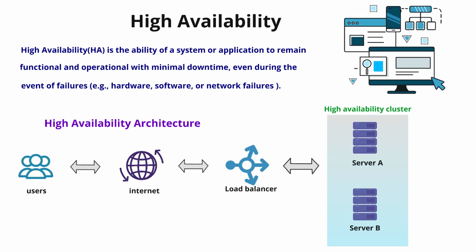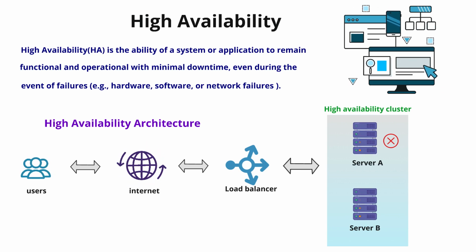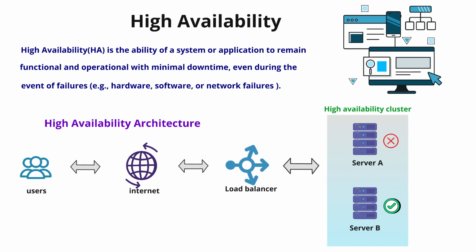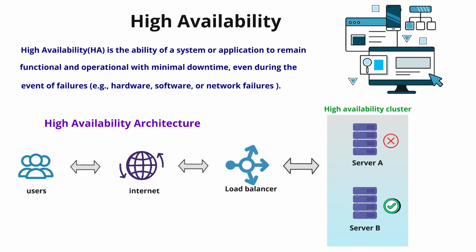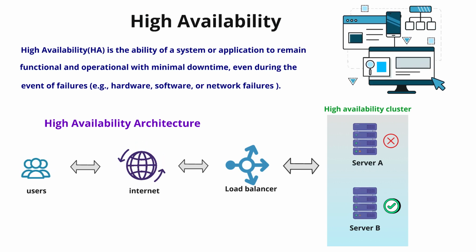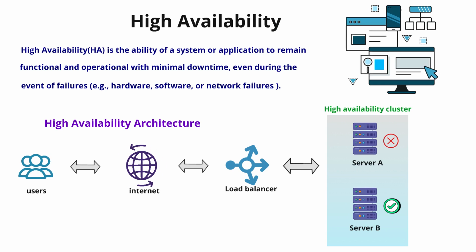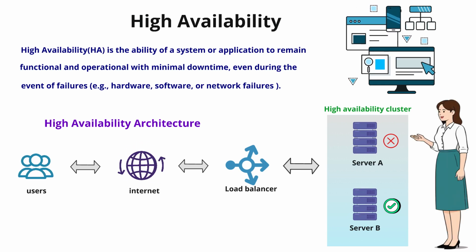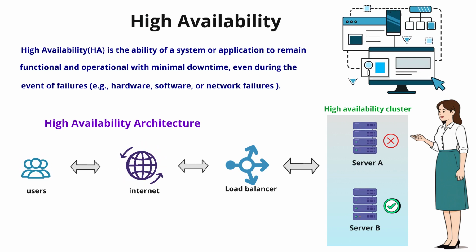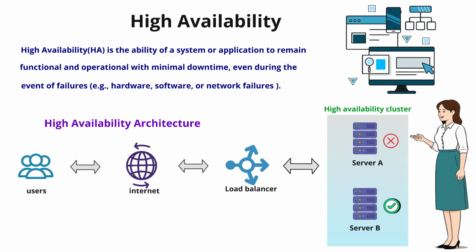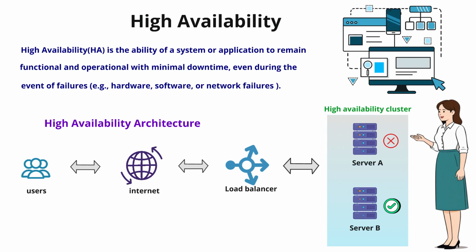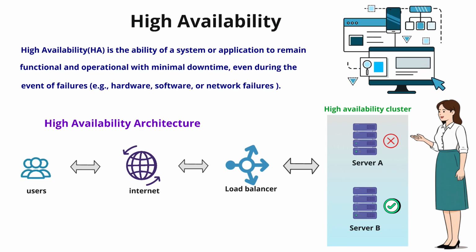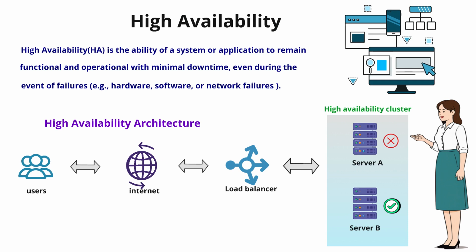If there is any problem with server A, the load balancer will not send any requests to server A, and all the remaining requests will be forwarded to the only server B. So finally, the user's request is handled without any downtime, even though server A is down. So this is the core idea of high availability, where the system stays operational even during failures.